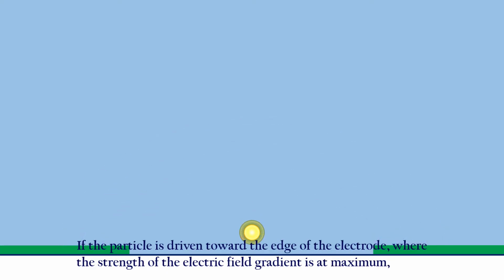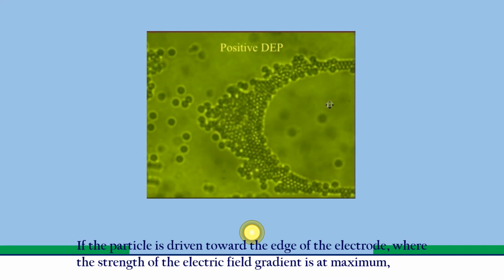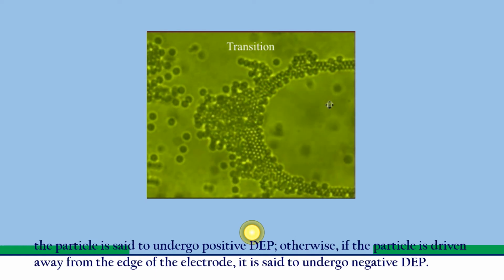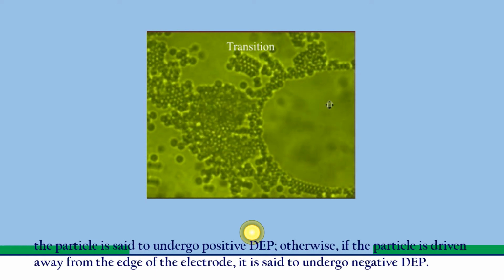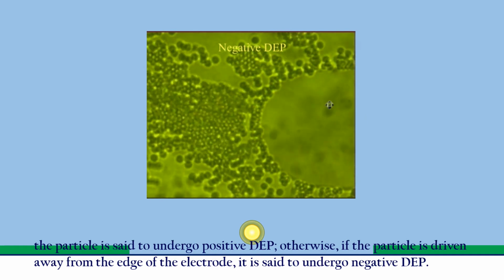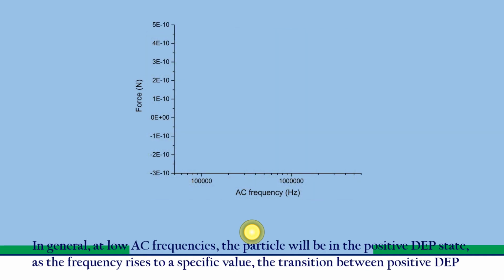If the particle is driven toward the edge of the electrode, where the strength of the electric field gradient is at maximum, the particle is said to undergo positive DEP. Otherwise, if the particle is driven away from the edge of the electrode, it is said to undergo negative DEP.